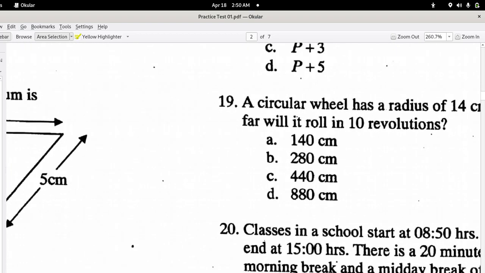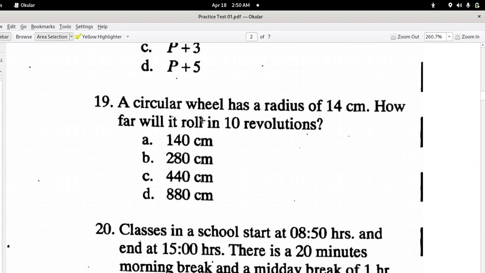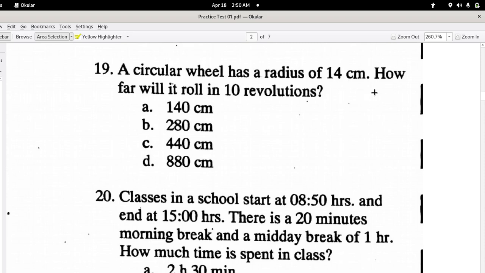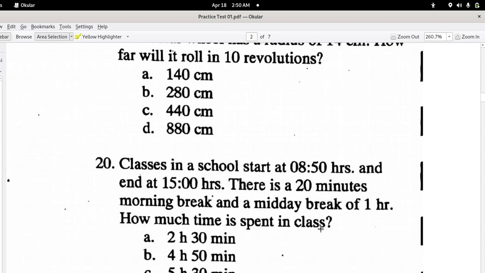A wheel has radius of 14 cm. How far will it roll in 10 revolutions? Now, what part of the wheel does it roll on? This is circumference. You have a radius. How do you calculate the circumference? Whatever you get for the circumference, one revolution when that wheel is rolled is one circumference. Alright? Now there are 10 revolutions, that will give you an idea what to do here.